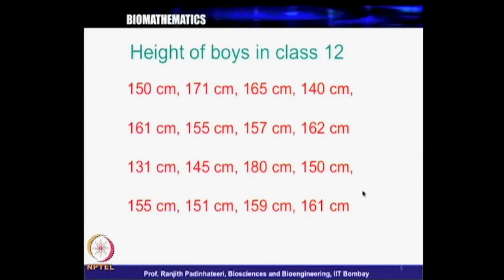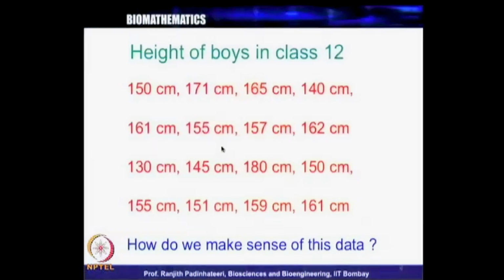So, let us say you do this measurement, and how do we make sense of this data? We have this huge data here. Let us say we measure the heights of hundreds of students, and so we have 100 such numbers: 150, 160, 130, 140, 122, 135, 100 numbers. How do we make sense of this data?